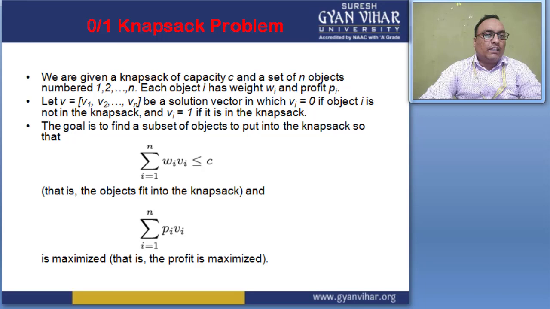Then the goal is to find a subset of the objects to put into the knapsack, so that the summation of i equal to 1 to n of Wi Vi is less than or equal to C, that is, the objects fit into the knapsack, and the summation of i equal to 1 to n of Pi Vi is maximized, that is, the profit is maximized here. So these are the formulations used for the 0/1 knapsack problem.